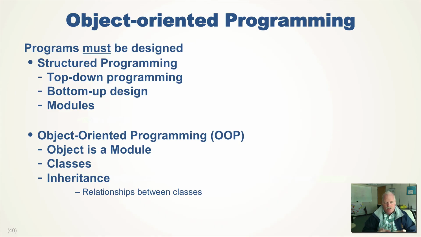The idea is each individual object is a thing with some data, and it understands some messages. The class describes all the messages and the kind of data that each individual object has, and then there are relationships between classes.